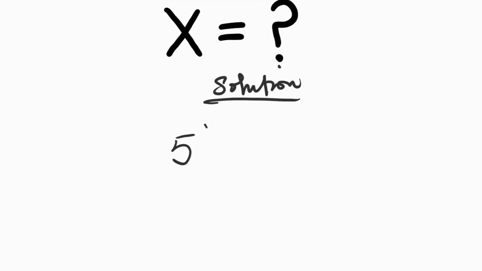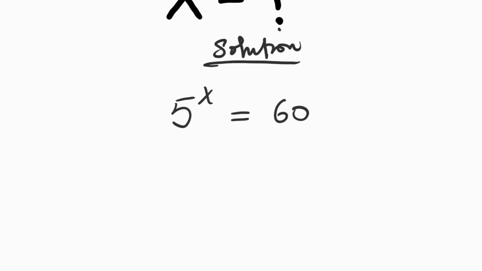So we have that 5 raised to the power x is equal to 60. Now, to solve for the value of x, we need to apply log to both sides of the equation. So now this becomes log 5 raised to the power x equals log 60.